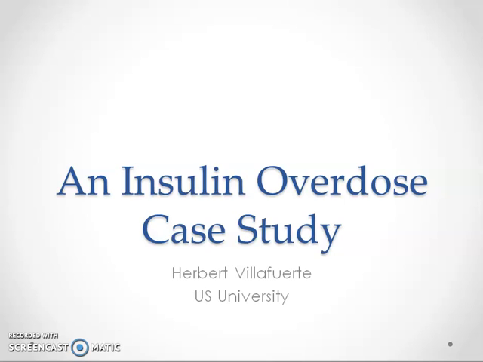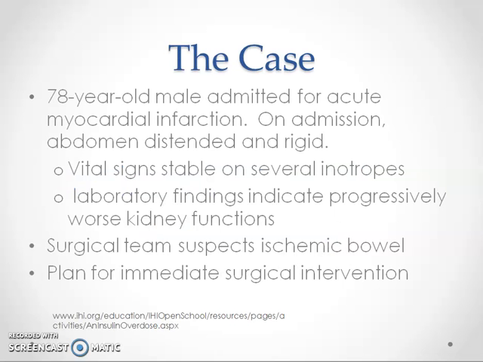Hello, the case I chose is an insulin overdose, which is a case presented by AHRQ. The case itself is the story of a 78-year-old male who was admitted for acute myocardial infarction. On admission, his abdomen was noted to be distended and rigid. Although on several inotropes, the vital signs were deemed stable. Laboratory findings indicated progressively worsening kidney disease. The surgical team suspected ischemic bowel, and the plan was immediate surgical intervention.